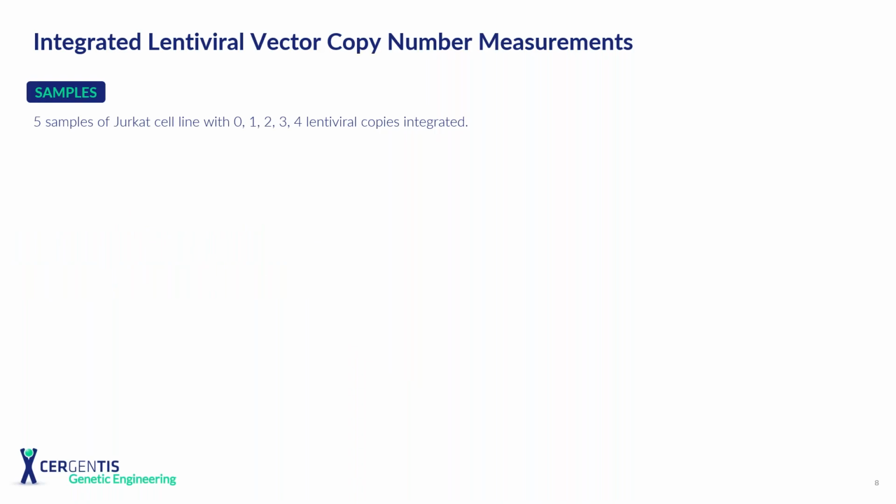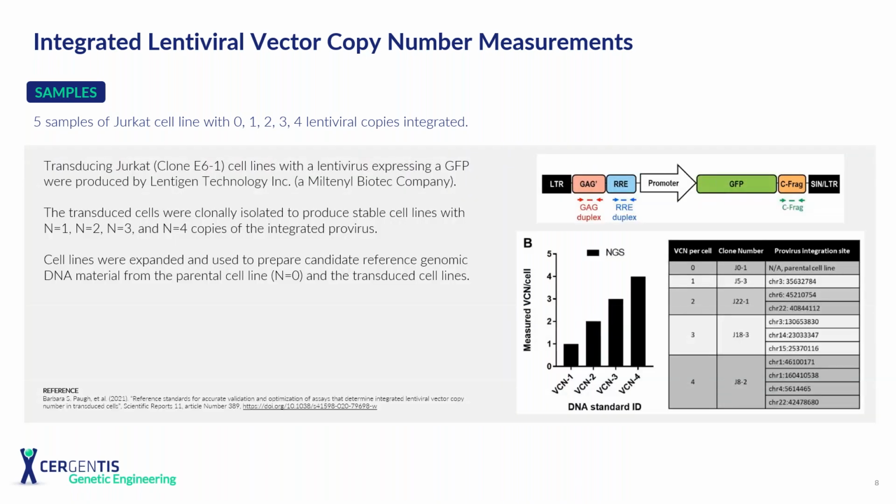So for this study, we received 5 URCAT cell line samples, and these samples had a different number of lentiviral vector copy numbers integrated. These cells were transduced with a lentivirus expressing GFP, and the number of integrated copies varied from 1 to 4 copies in the cell lines, and we also received a control sample.